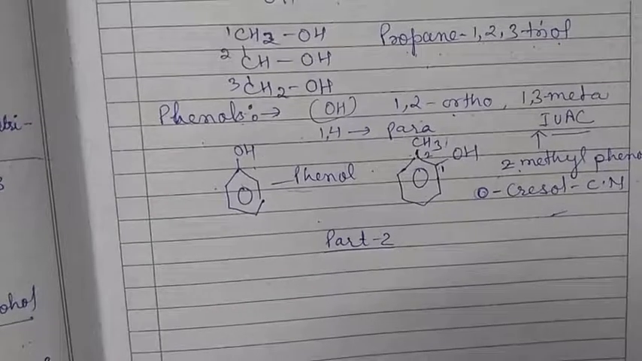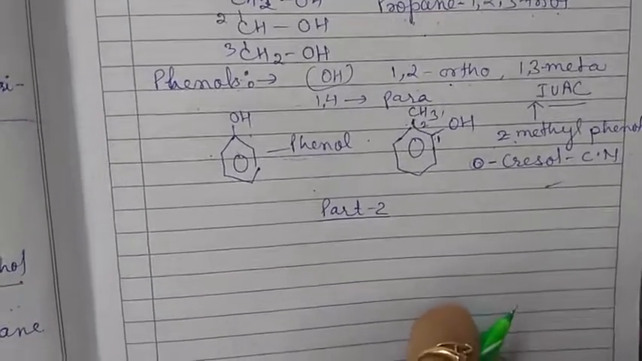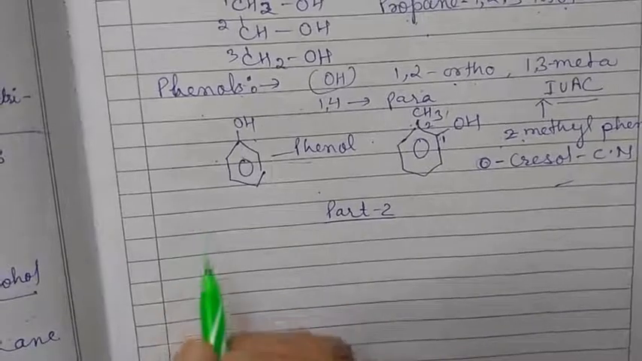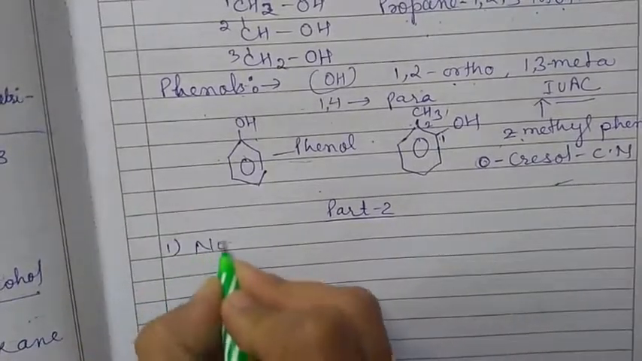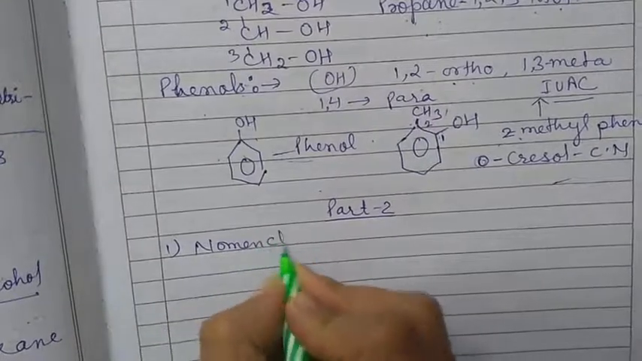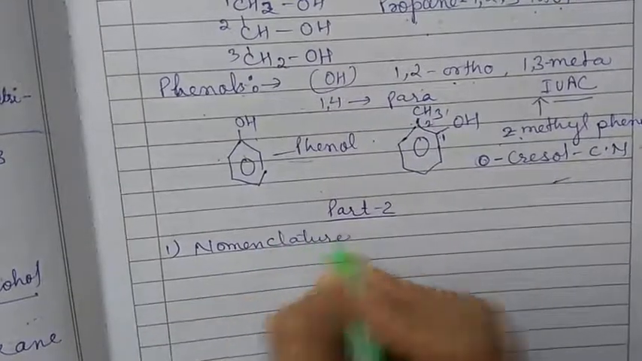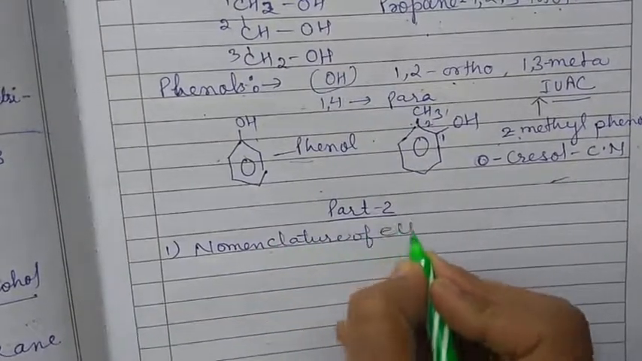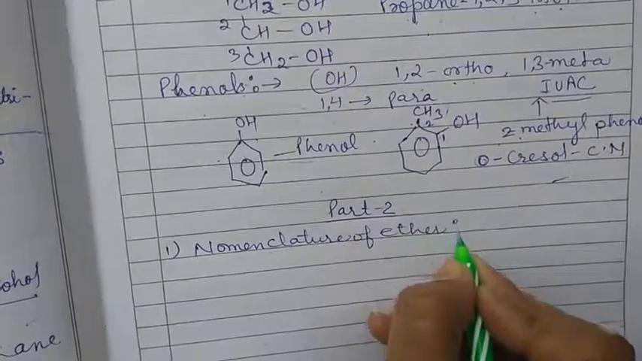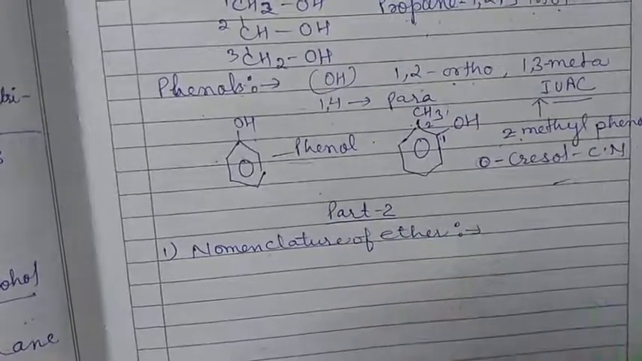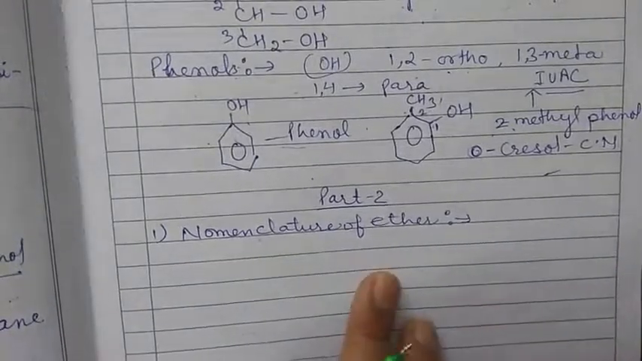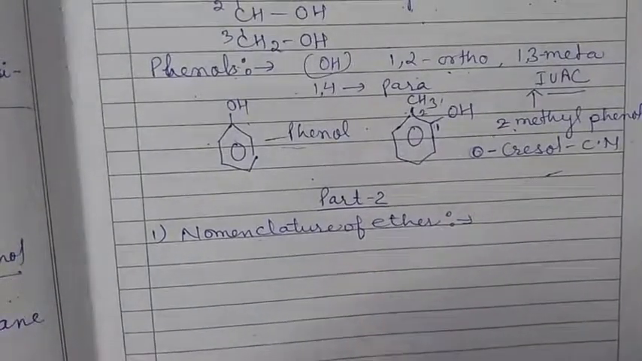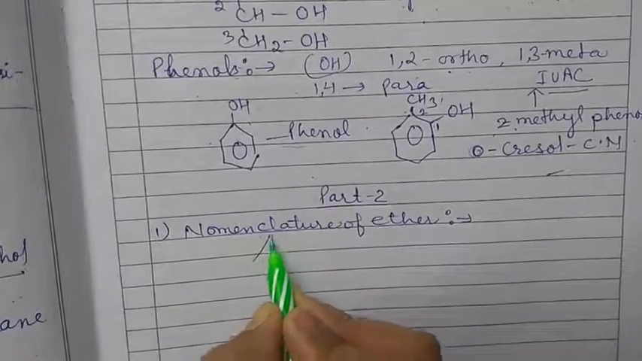Good morning, everyone. The next part of the lesson on alcohol, phenol, and ether is the nomenclature of ether. This is our next topic. According to the commons, we know that nomenclature consists of two types of naming.